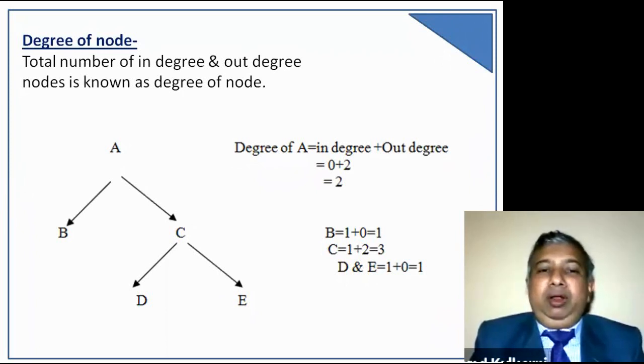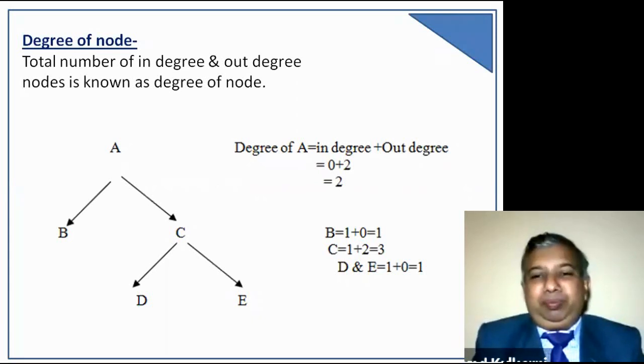Now for A, how many branches are coming towards A? No branches there. So we are going to put 0. And how many branches are going outside from A? 2 branches. One is towards B, the other is towards C. So it is 2. So 0 plus 2 is 2. Now this is the degree of A. In the same way, we can calculate the degree of every node in a tree.